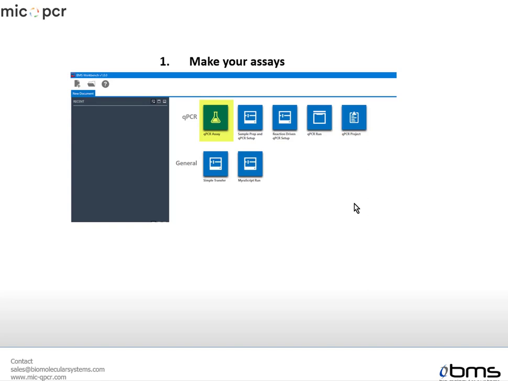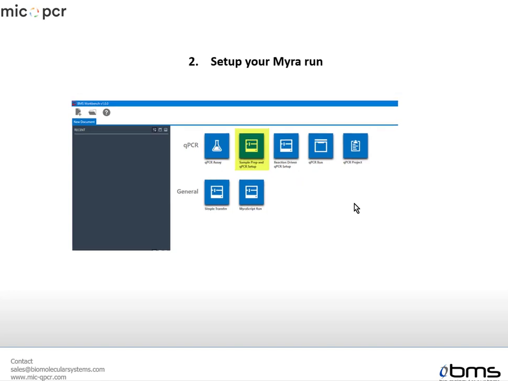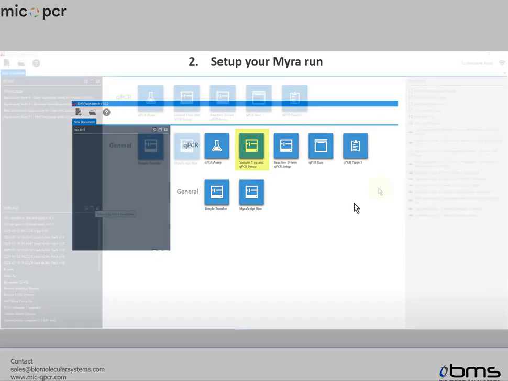So make your assays by clicking on the qPCR assay icon. Now the good thing is that these assays only need to be made once. Once you've made the assays, you select Sample Prep and qPCR Setup.